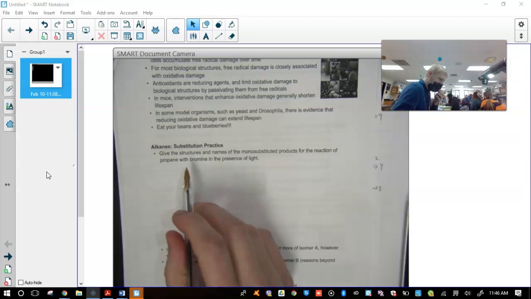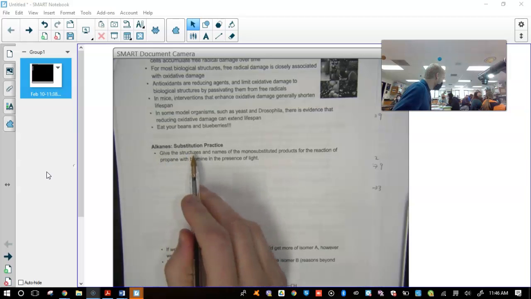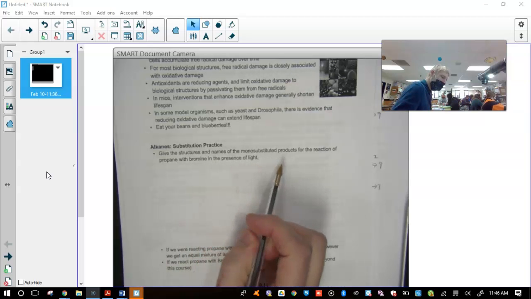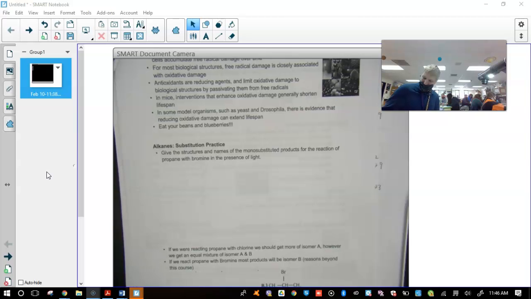Oh, okay. All right, so we got alkanes substitution reactions. So give the structures and names of the monosubstituted products for the reaction of propane with bromine.